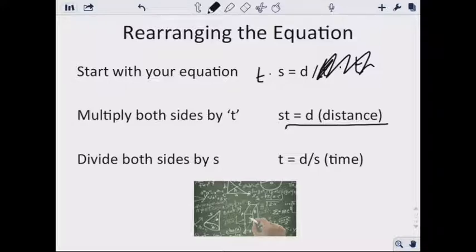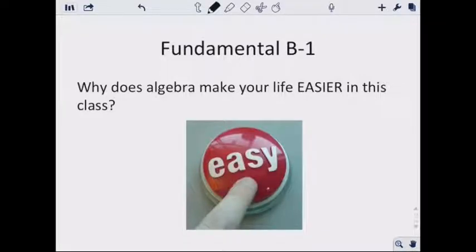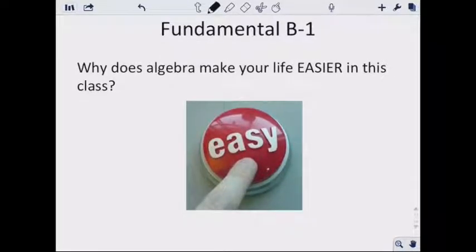Then we can take that equation, divide both sides by speed, and see that those guys cancel, and then we see that time equals distance all over speed, and that'll give us time. So we can solve for each variable if we can rearrange the equation. So let's try an example.